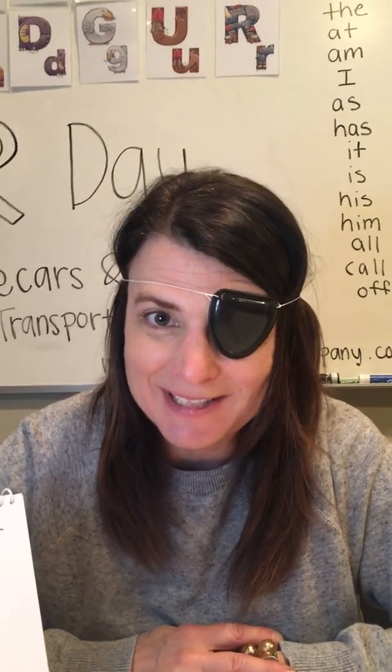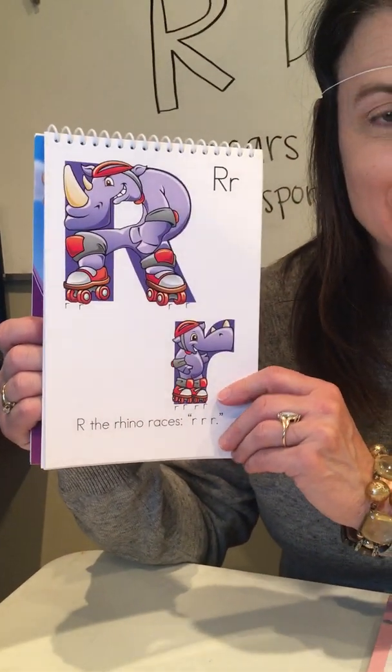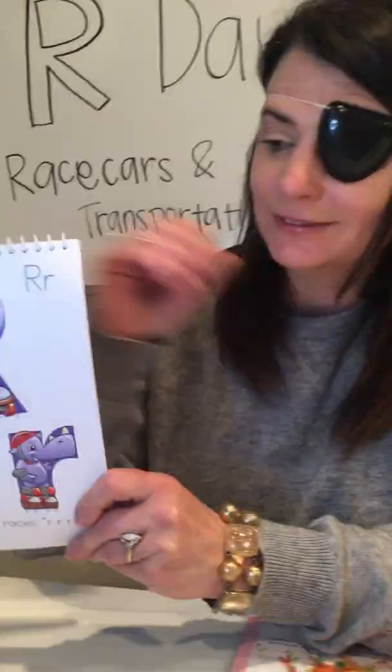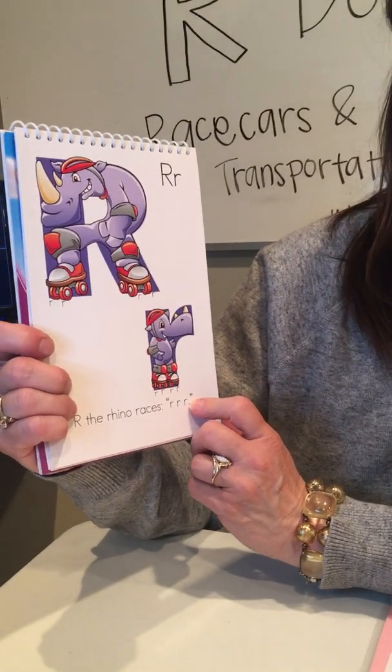Arr, matey, it's Miss Esther, ready to teach you about our new letter. This letter's name is R, just like a pirate would say, R. Can you say that name with me? R. R the rhino loves to roller skate.